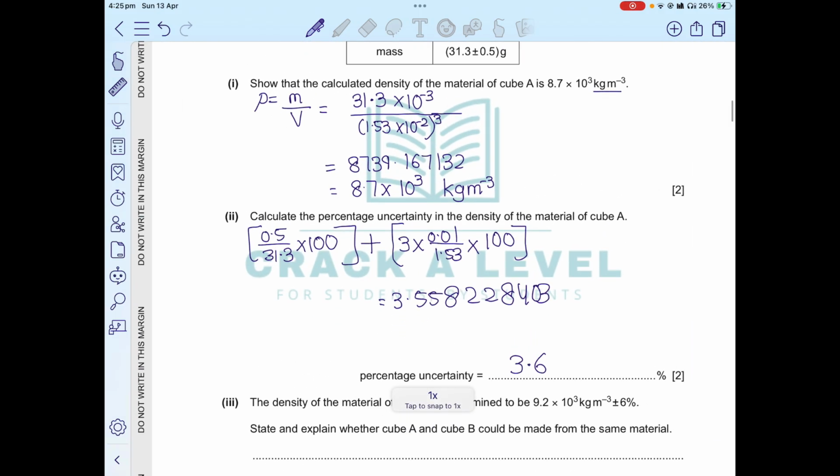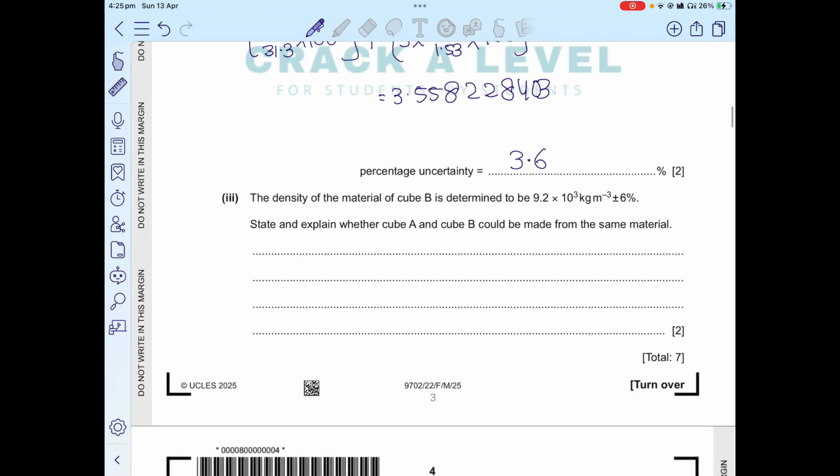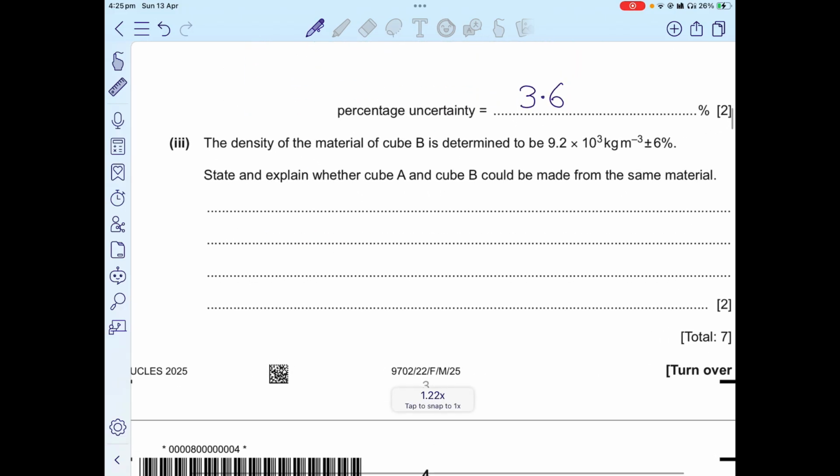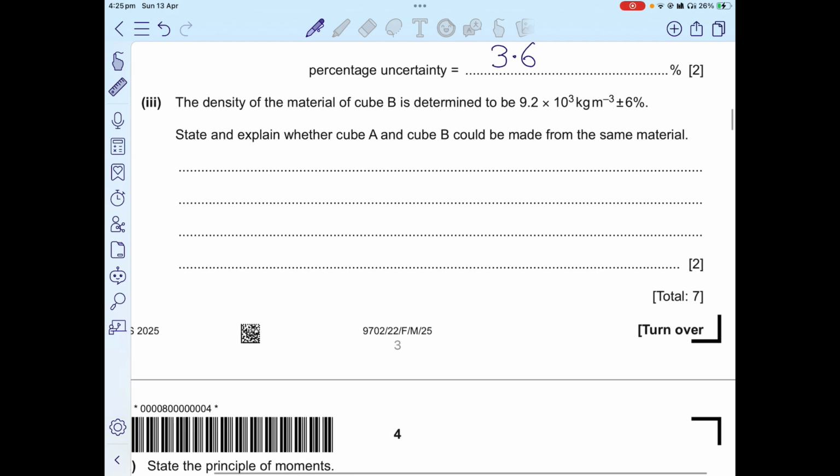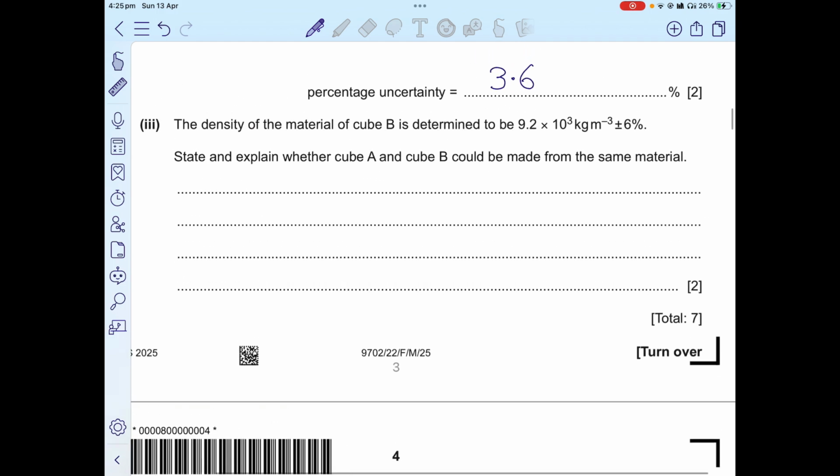Now remember, I'm writing the entire values down over here just to make sure that you guys can verify calculations, but they're not important. The density of the material of cube A is determined to be 9.2 into 10 raised to 3 kg meter negative 3 plus or minus 6%. State and explain whether or not cube A or cube B could be made from the same material.